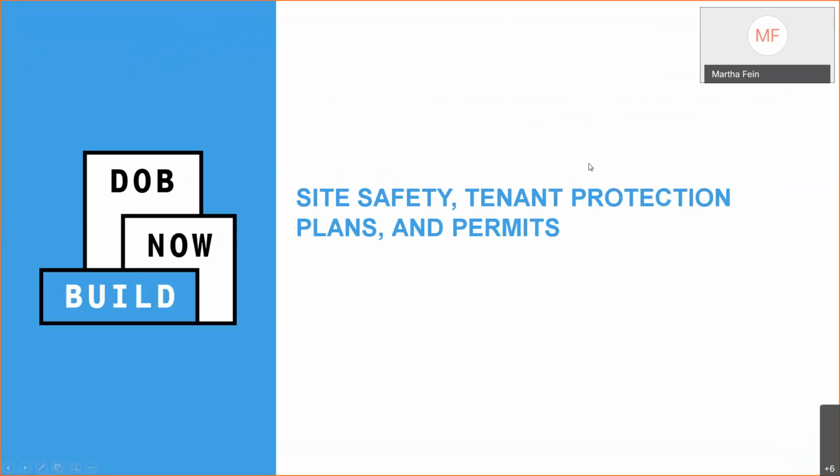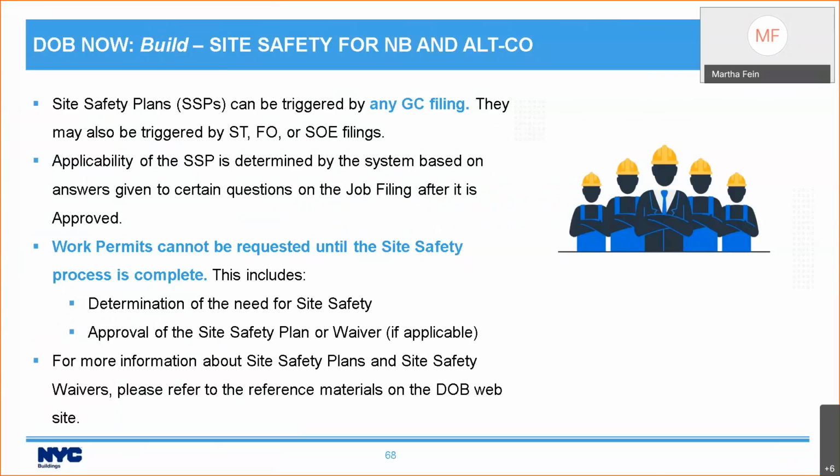Now let me go into how these new job types affect site safety plans, tenant protection plans, and permits. Now, if you came to the site safety class from the last new hire training, you should know that site safety plans can be triggered by any GC filing. They can also be triggered by structural, foundation, or support of excavation filings. The applicability of the site safety plan is determined by the system based on how you answer certain questions on the job filing. And that determination is not done until after the job filing is approved.